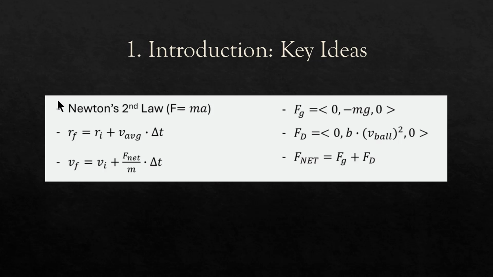Here are some key ideas that I'm going to use for this lab. Mainly, we're going to use Newton's second law, F equals ma, to predict the motion of the falling object. You can see this rewritten as the velocity update formula in the bottom left. For this formula, we need the net force on the object. To get this, we're going to make the assumption that the only two forces acting on the object are gravity pointing straight down and the force of drag pointing straight up. You can see the formula that I'll use for these two forces on the right side.